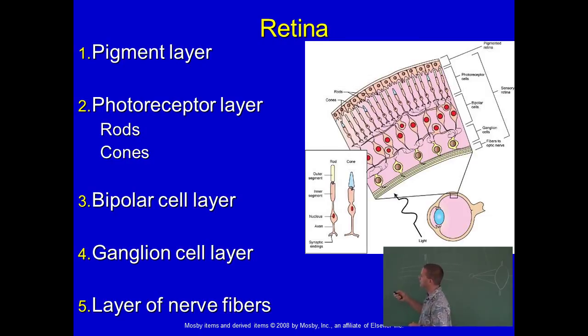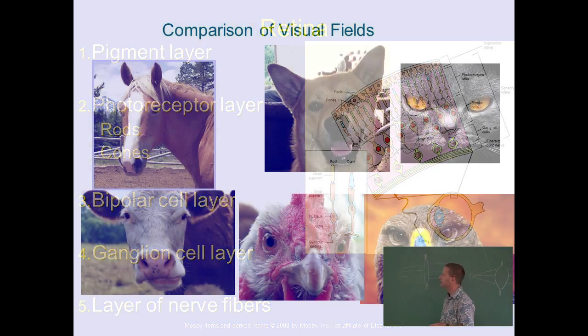Okay, anyway, what happens here, the rods and cones are stimulated, and they're going to talk to our bipolar cell layer, which is going to talk to our ganglion cell layer. And the ganglion cells are the ones that actually form the action potentials. And those action potentials will propagate down our optic nerve towards the brain.